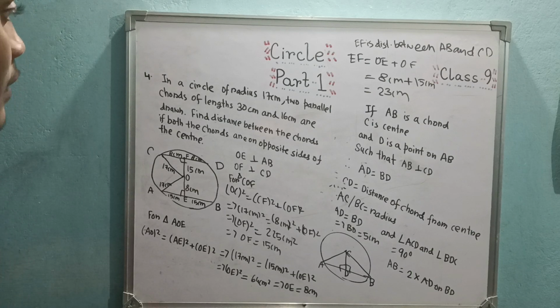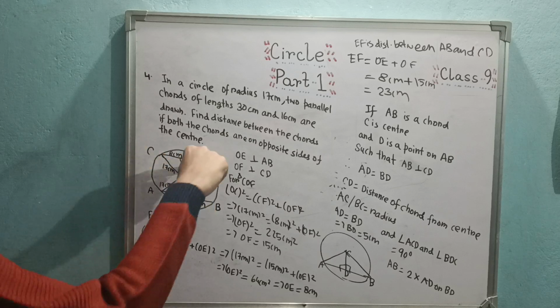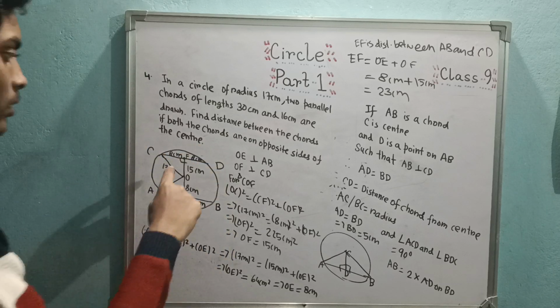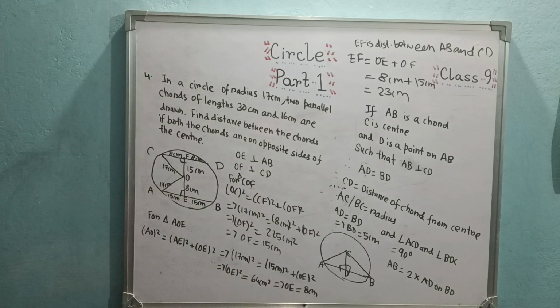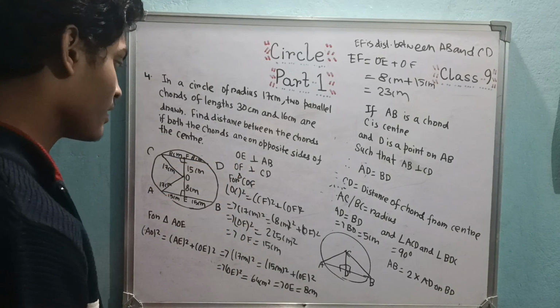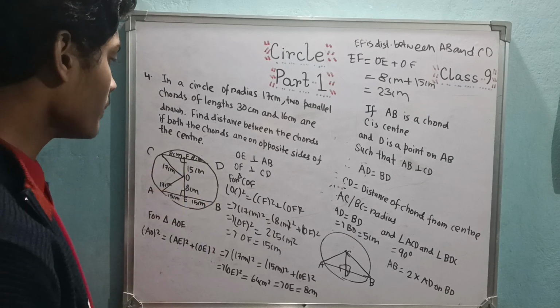Alright. Then the radius of the circle is 17 centimeter. The radius is what? From the center to any point on the circumference of the circle. So either OC, OA, OB or OD is the radius of the circle. So I take OC and OA as the radius. Then each of them is 17 centimeter.